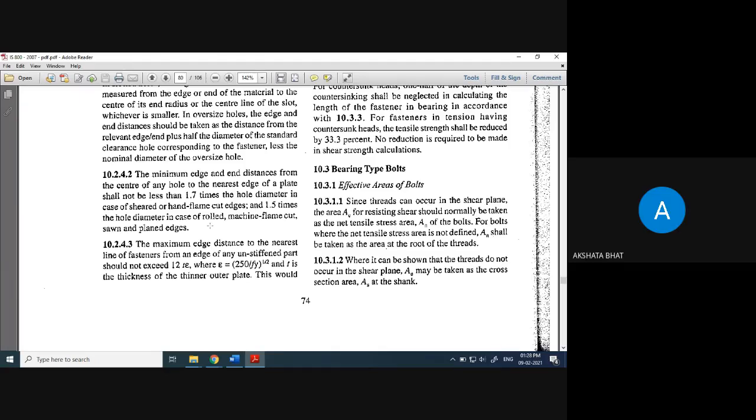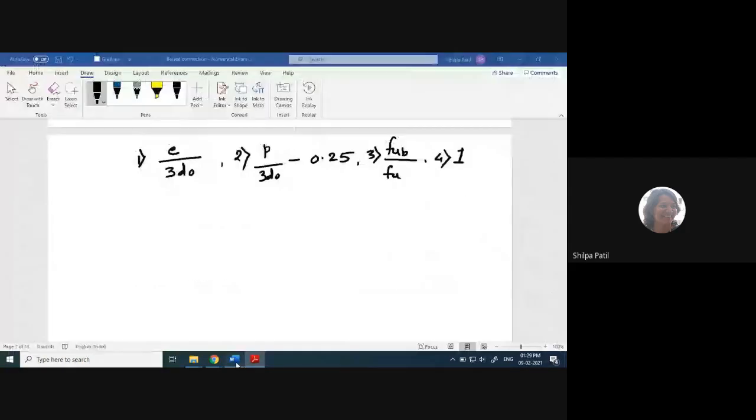1.7 times the whole diameter, if we are using hand flame cut edges, or if machine cut, then 1.5 times the whole diameter. Let us assume that the hand flame cut edges we are using. So the minimum value for end distance, E minimum, will be 1.7 times the whole diameter. So I will simply write down here how to calculate.